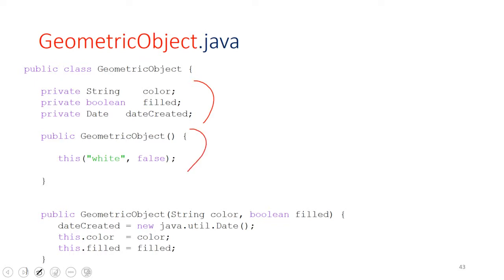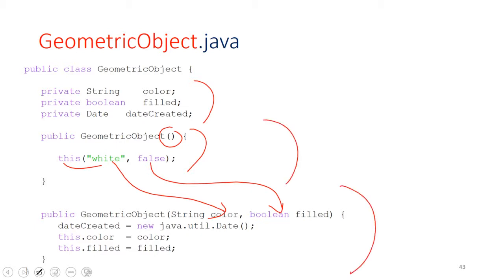Here's my constructor. My constructor is actually using that trick that we learned, okay, that delegation to another constructor with the keyword this, to say, if you don't give me any parameter, then I'm going to assume that the color you want by default is white, and by default, your shape is not going to be filled. I'm calling this two-parameter constructor. So here's a no-arg constructor, here's a two-arg constructor that just takes care of business, meaning initialize the color field, the filled field, and then the date created field, okay?